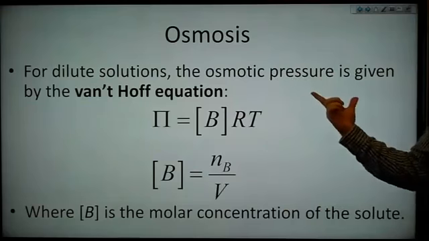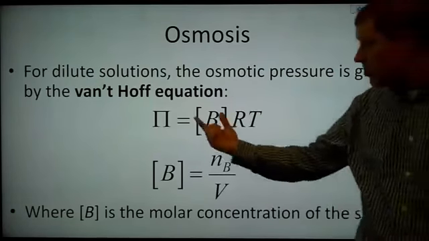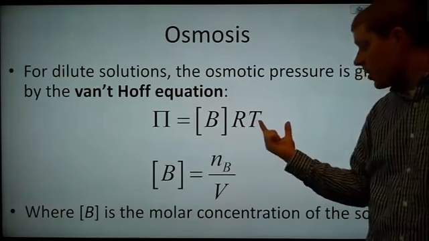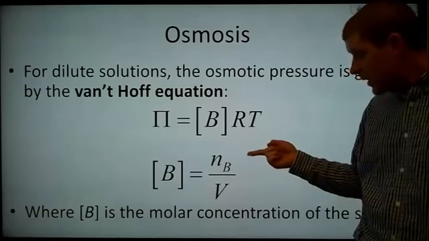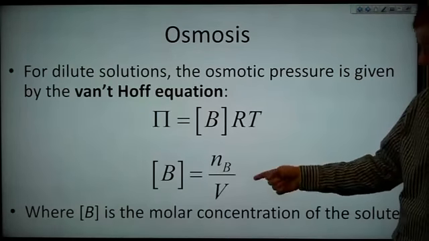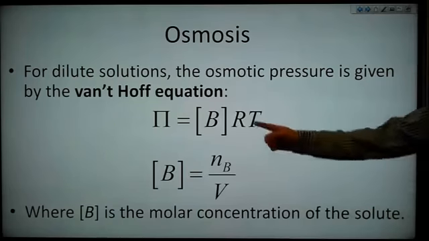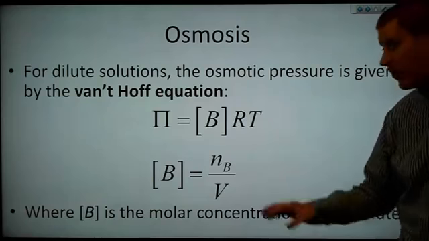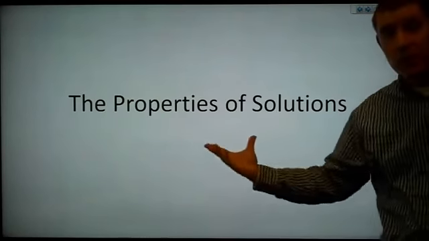So for dilute solutions, the osmotic pressure is given by the Van 't Hoff equation, which is here. Pi is equal to [B] times R times T, where this [B] is the molar concentration, the number of moles of B divided by V, the volume. Again, the brackets there mean concentration of B. B is our solute here. So that was the properties of solutions.